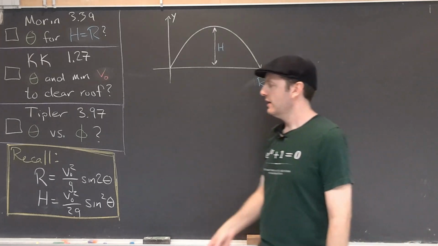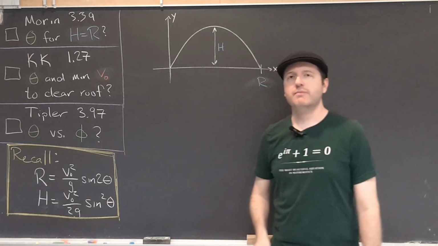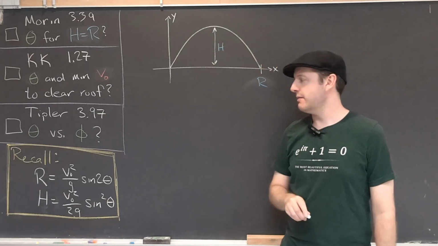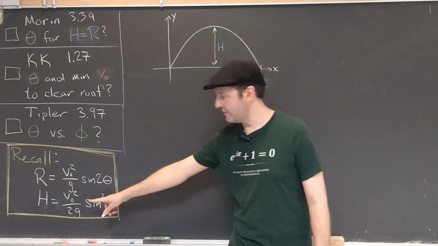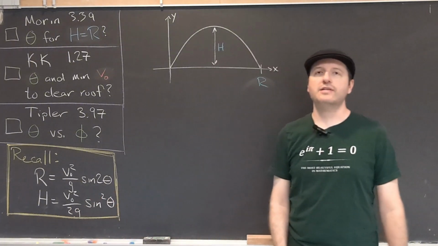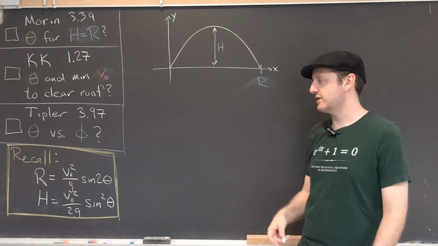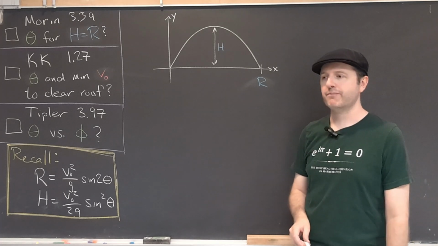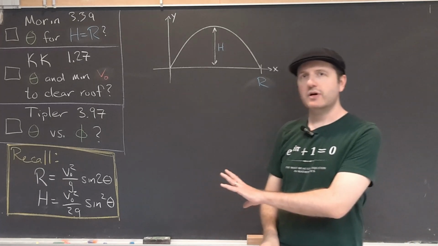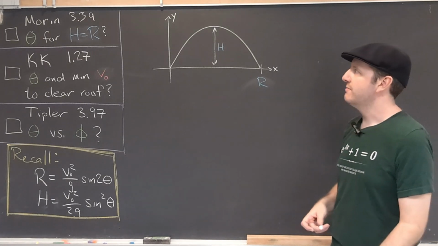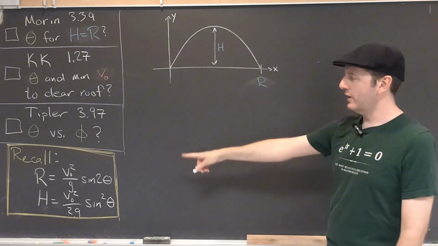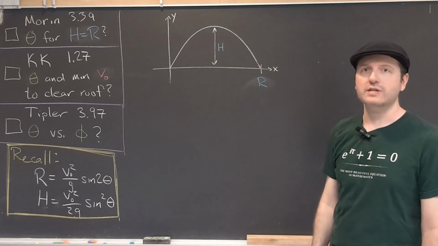We also derived this expression for the maximum height of the apex or vertex of the parabola. Still v naught squared over g, except now there's a 2g, and it's a sine squared function instead of a sine of double theta. If we'd already derived those, then actually this first problem is quite simple. If I want to find the angle that sets these two values equal, well, I'll just go ahead and set those two values equal.